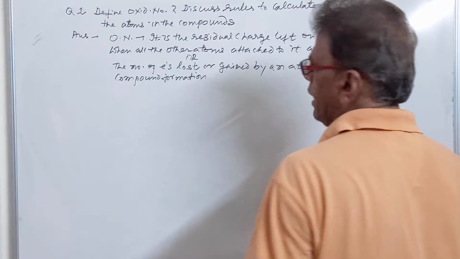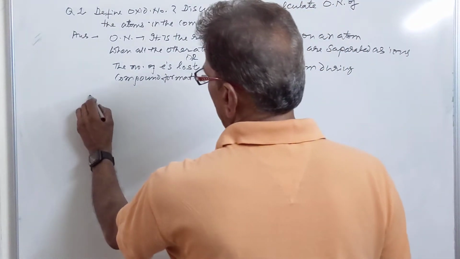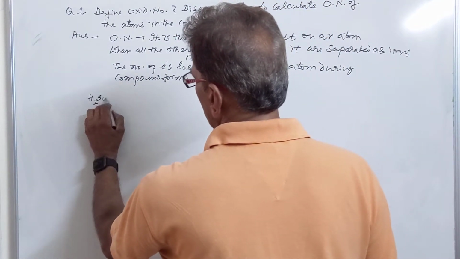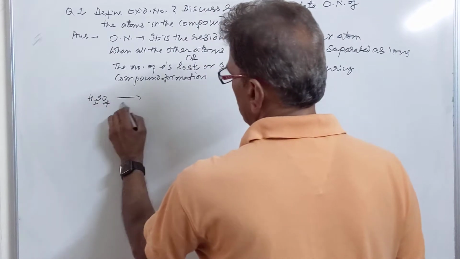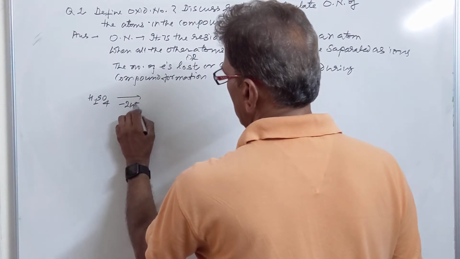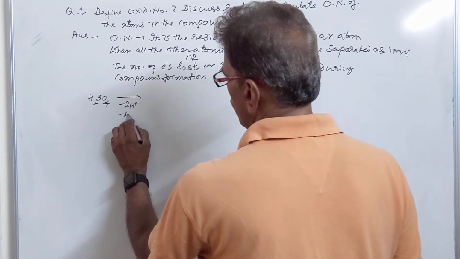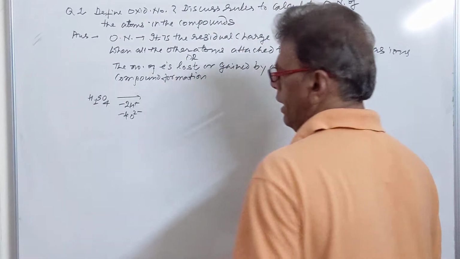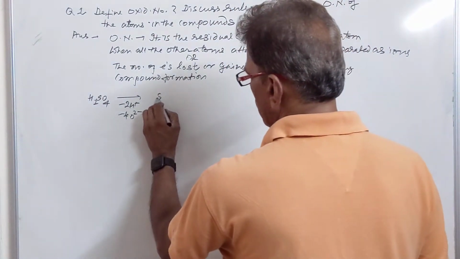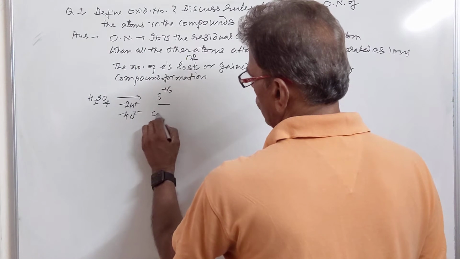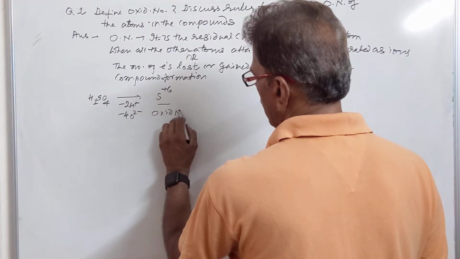Let us demonstrate this concept. We have H2SO4. From sulfur, we remove 2 hydrogen in the ionic form. We remove 4 oxygen in anionic form. We get sulfur as +6 here. So this is the oxidation number of sulfur.